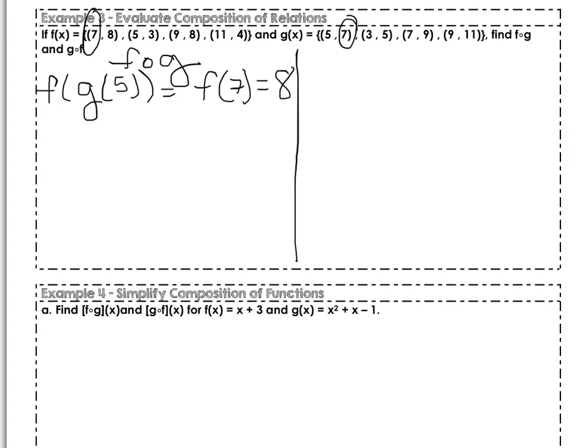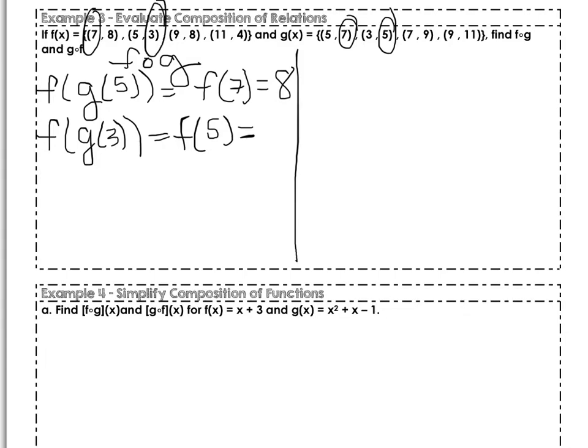Now I'm going to keep proceeding and going through all the coordinates. The next one I'm going to do is g of 3. Well, g of 3 is equal to 5. So now I'm really looking at f of 5. And according to here, it's equal to 3. Continue on, see if you can do the rest yourself for f composed of g.